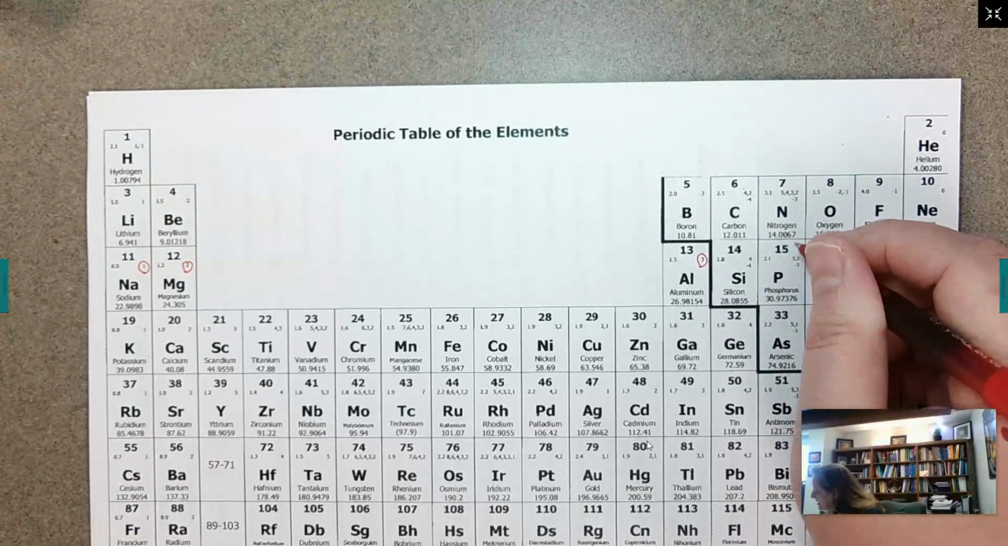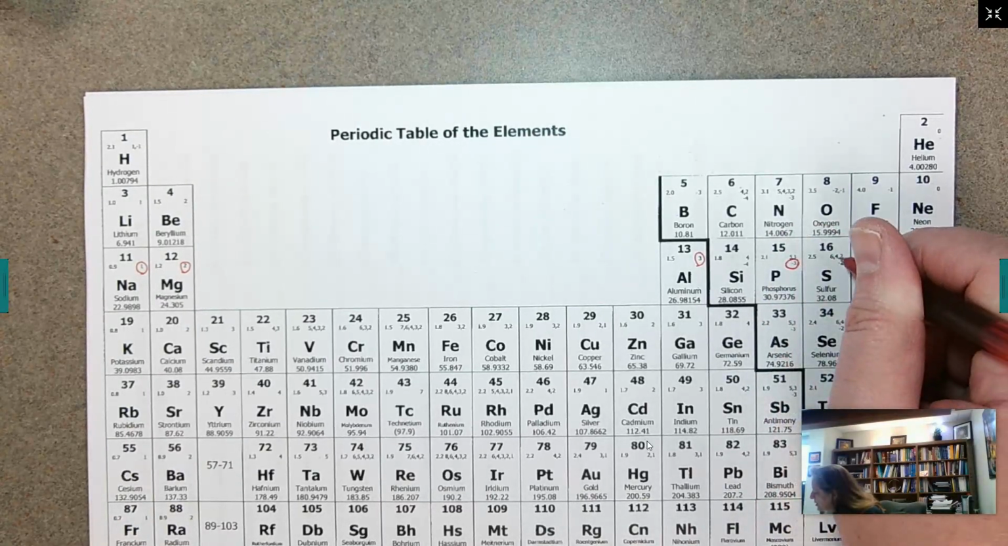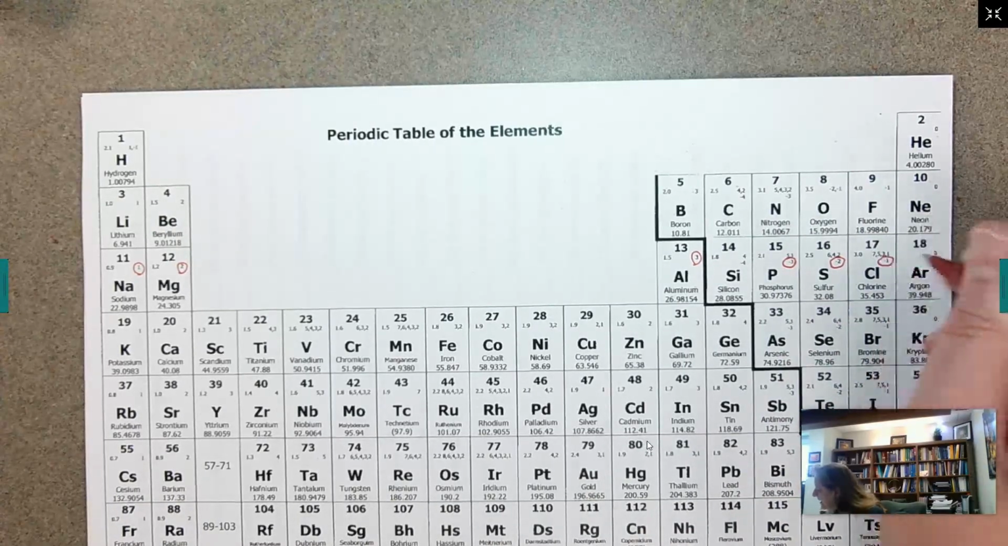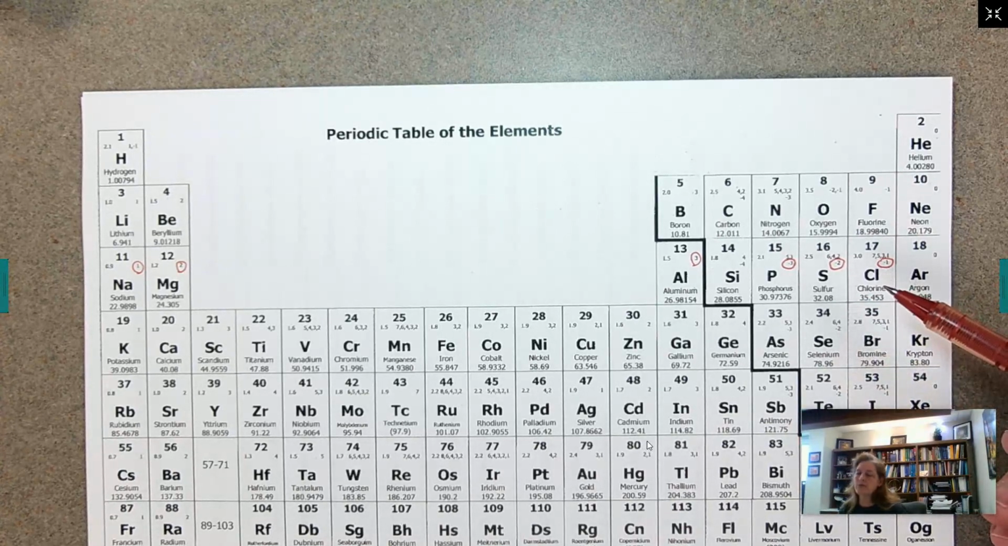I'm not worried about silicon. Phosphorus is going to be a -3. Sulfur is going to be a -2. Chlorine is going to be a -1. Folks, the charges are listed there. Now, yes, nonmetals can have more than one charge, but here's the trend for charge.